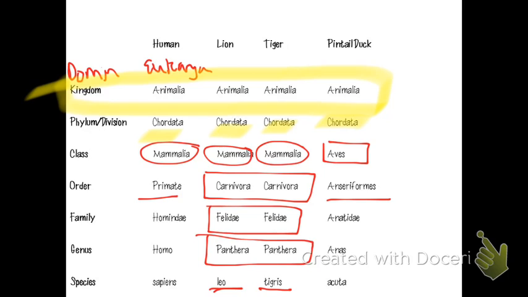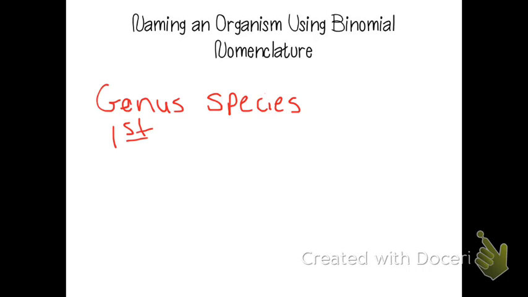Okay? So when we name an organism using binomial nomenclature, you are actually going to use the genus and the species. Right? So the genus is our first word of our name. The species is the second part of the name. And the genus and species, they're usually going to be either in Greek or Latin. They're not typically English words.